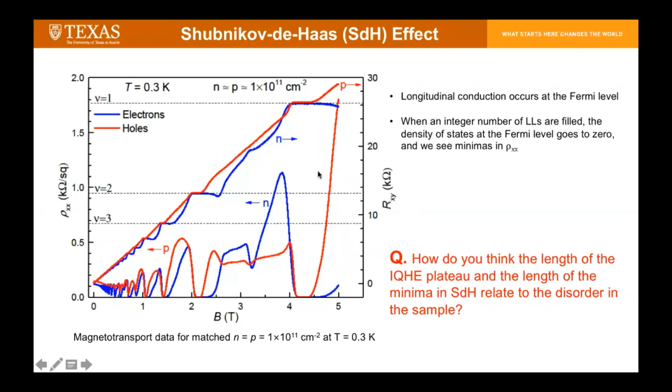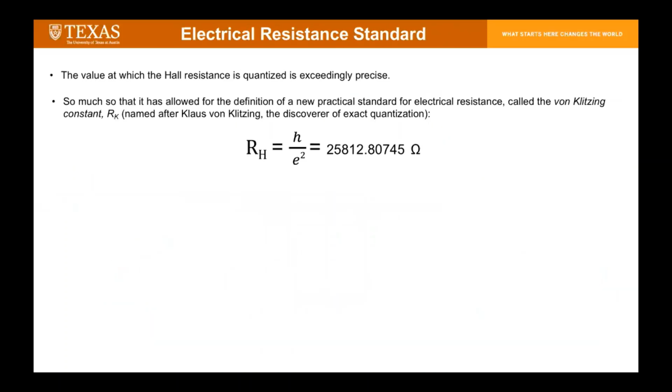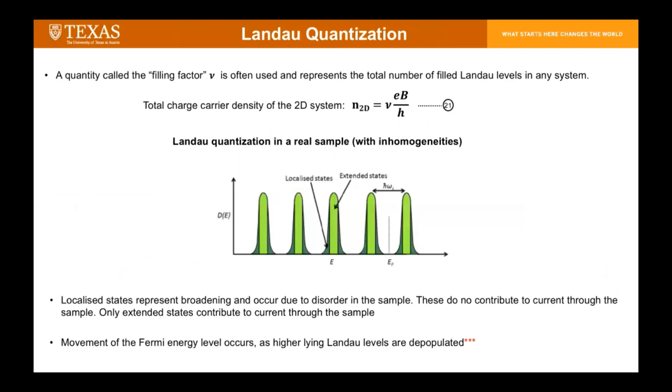So I want to pose a little question at this point just to see how much has been understood. We talked about disorder in the sample. We talked about the observation of these effects when an integer number of Landau levels are filled. How do you think the length of these plateaus, which corresponds to the time when you have an integer number of filled Landau levels, how does that correspond to the disorder in the sample? And to answer that, you will have to look at, again, this Landau level figure.